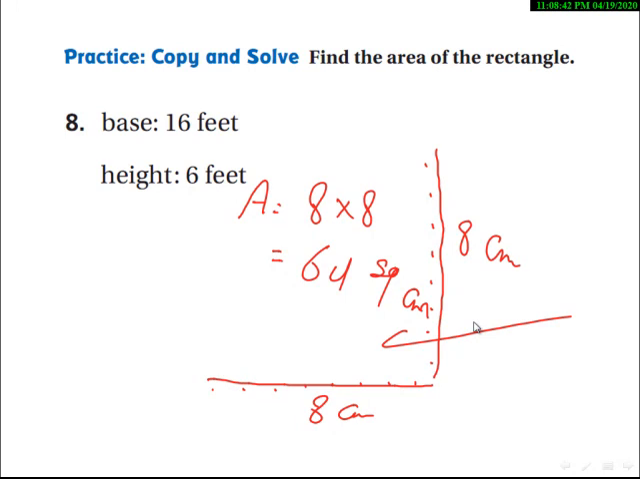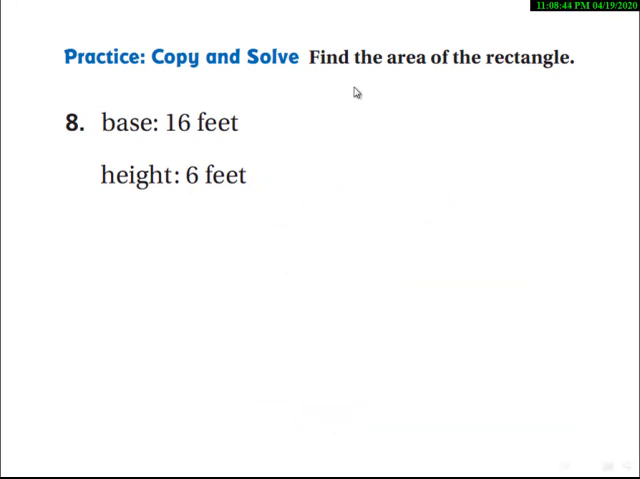Finally, find the area of the rectangle, which is 16 feet in its base and 6 feet in its height.